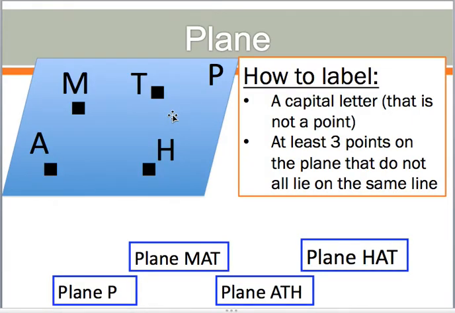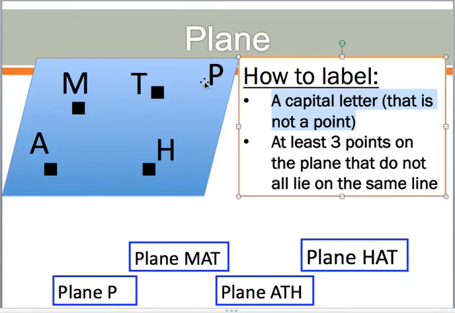How we label it, there's a multitude of ways to label a plane, but basically you want to label it with at least 3 points on the plane that do not all lie on the same line. So how to label it? Well, you can label it that way. So you want to have at least 3 points on the plane that do not lie on the same line. Or you can label it with a capital letter that is not a point on the plane.